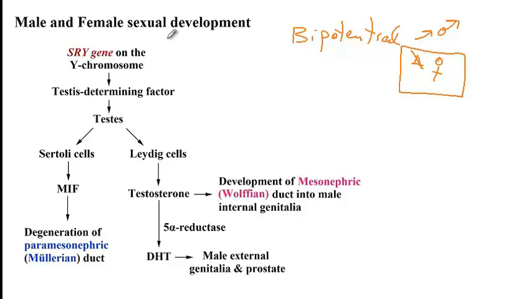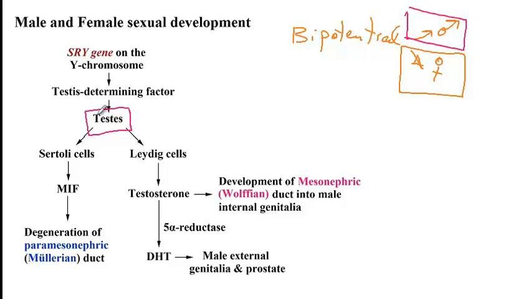However, if there is an SRY gene present, which is found on the Y chromosome of males, that's the time that the path of the organ development switches from becoming female into becoming male. And so what happens? The SRY gene contains a testis determining factor which induces differentiation of primitive gonads into testes. So instead of forming ovaries, now testes are formed in the embryo.